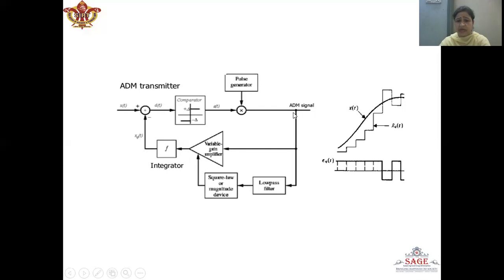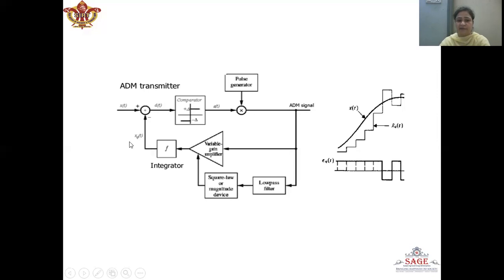Now, a larger positive signal, when given to the low pass filter and the square law device, will give a further larger output, which will be given to the variable gain amplifier. The variable gain amplifier will be controlled by the output of the square law device. Since the output of the square law device will be high, the output of the variable gain amplifier will also be high because it will increase the gain of the amplifier.